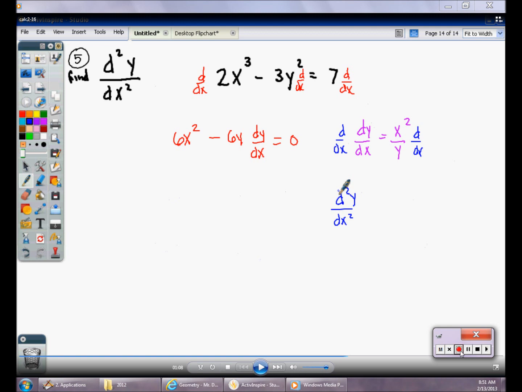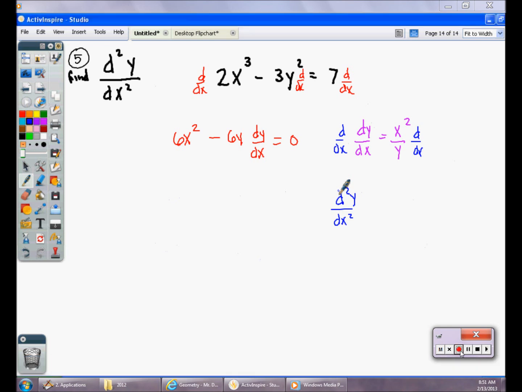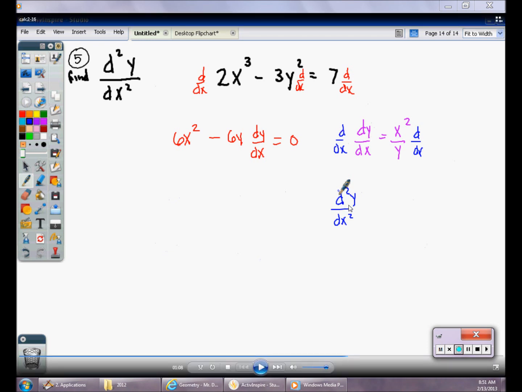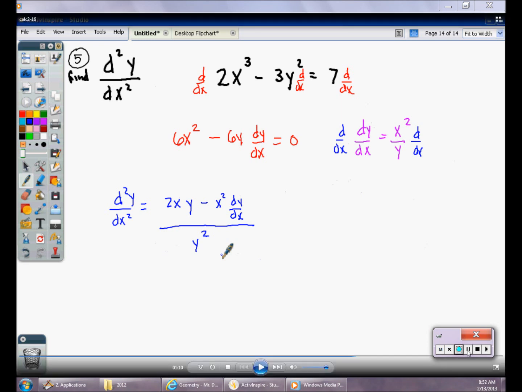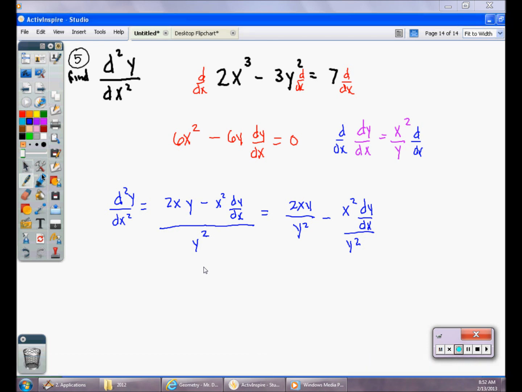To find the second derivative, I'm going to take the derivative of the expression in purple, d over dx of both sides. d times dy is d squared y. dx times dx is dx squared. Take the derivative of x squared over y. I'm going to be using the quotient rule. Everything you see in blue. I'm going to separate the numerator by putting 2xy over y squared and x squared dy dx over y squared.